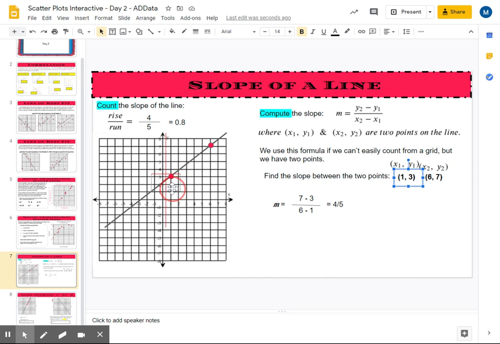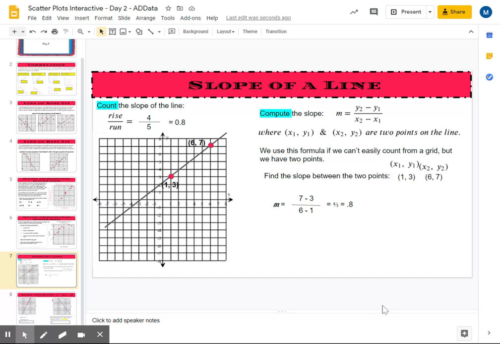So look, 1, 3 is that point right there, and 6, 7 is the other point. It's a lot easier to count it off a grid if you have a grid, isn't it? It's just you don't always have a grid. Or sometimes your coordinates are really big and they're just not very friendly to count off the slopes off the grid. Sometimes it's easier. Let's see, there we go. Oh boy, it turned it into a little tiny fraction. 4/5. All right, and that is 0.8.